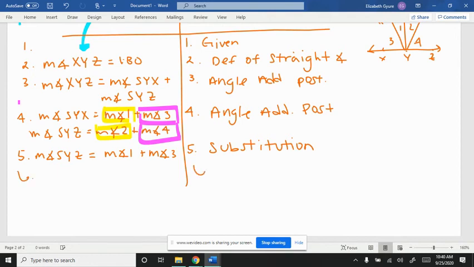Okay, then step 6. Now again, what was the point of doing this? Well, if you look at angle XYZ, isn't it made up of SYX and SYZ?